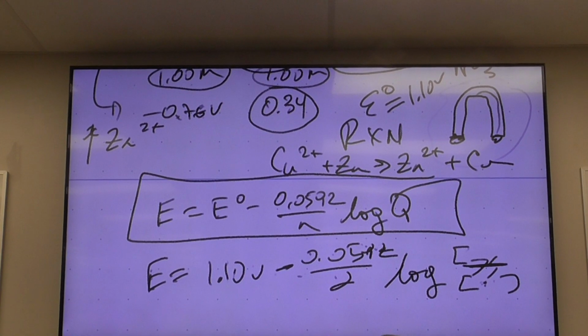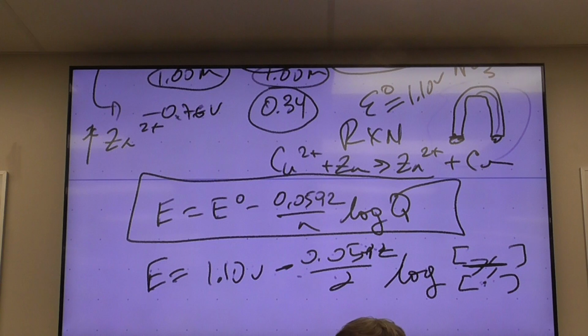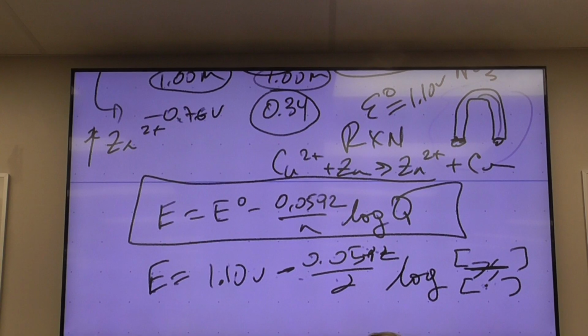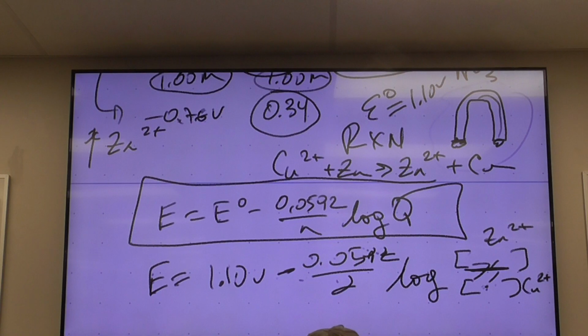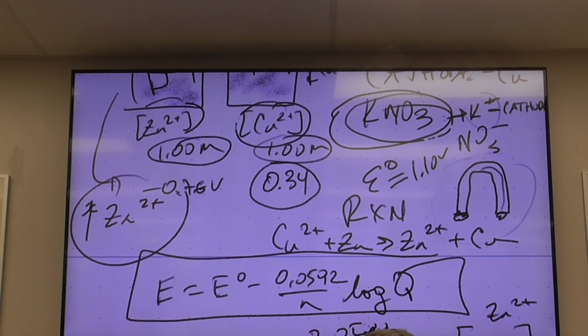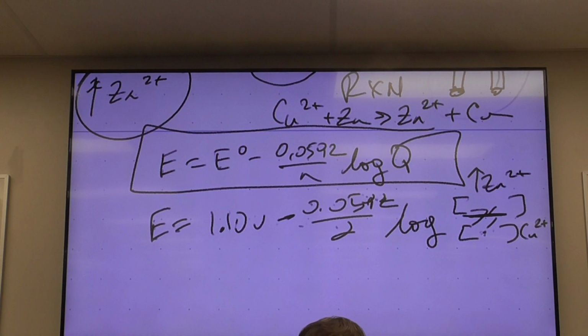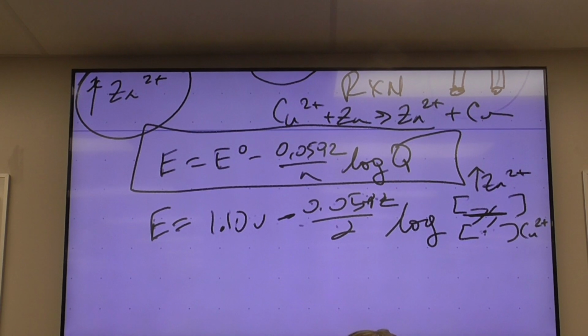So what's actually happening is that the zinc ions over the copper ions, or the copper ions over the zinc ions? Zinc over copper. Why? Products over reactants. So this is my zinc ion concentration divided by my copper ion concentration. As time goes by, what's going to happen to the zinc ion concentration? It's going to go up. So this number is going to get bigger. What's going to happen to my copper ion concentration? It's going to go down.